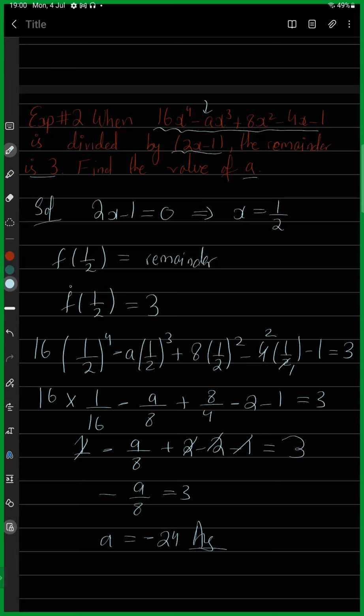So this was the condition that I used in the question. And after using this condition, I got an equation with a as the only variable. And after making a the subject, I got a equals minus 24. So this was basically the next example. All right. Let's talk about a few more questions.